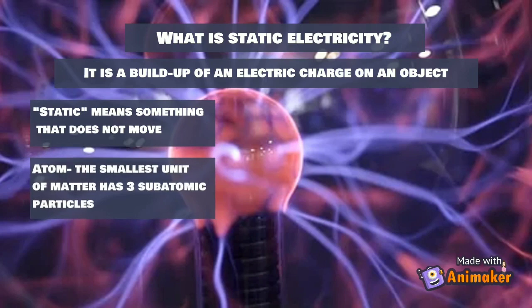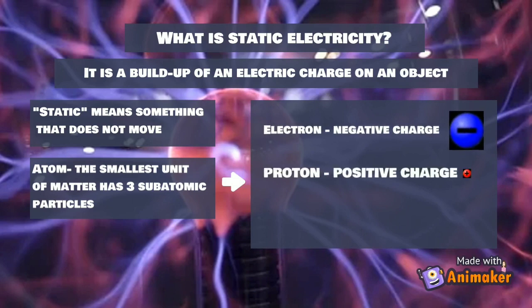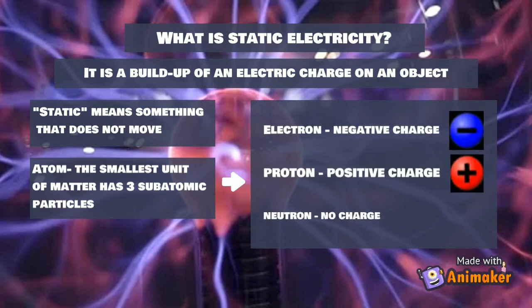An atom is the smallest unit of matter. It has 3 subatomic particles. These are electrons with negative charge, protons with positive charge, and neutrons with zero charge.